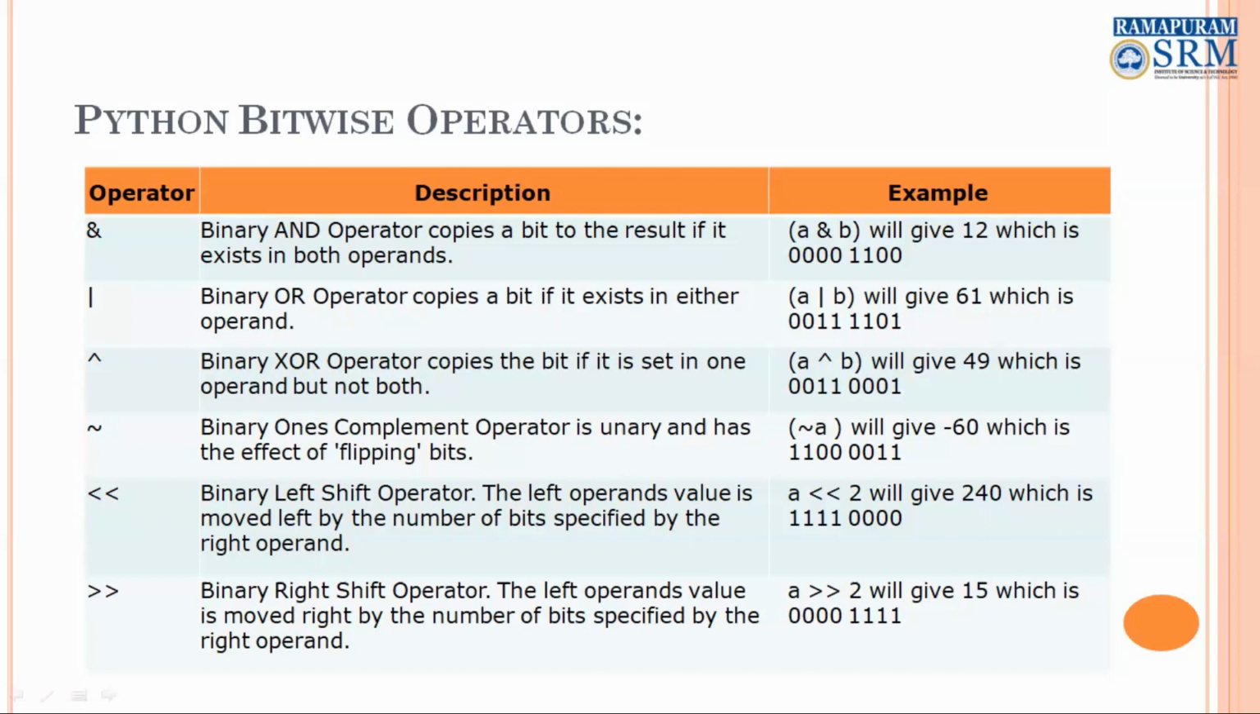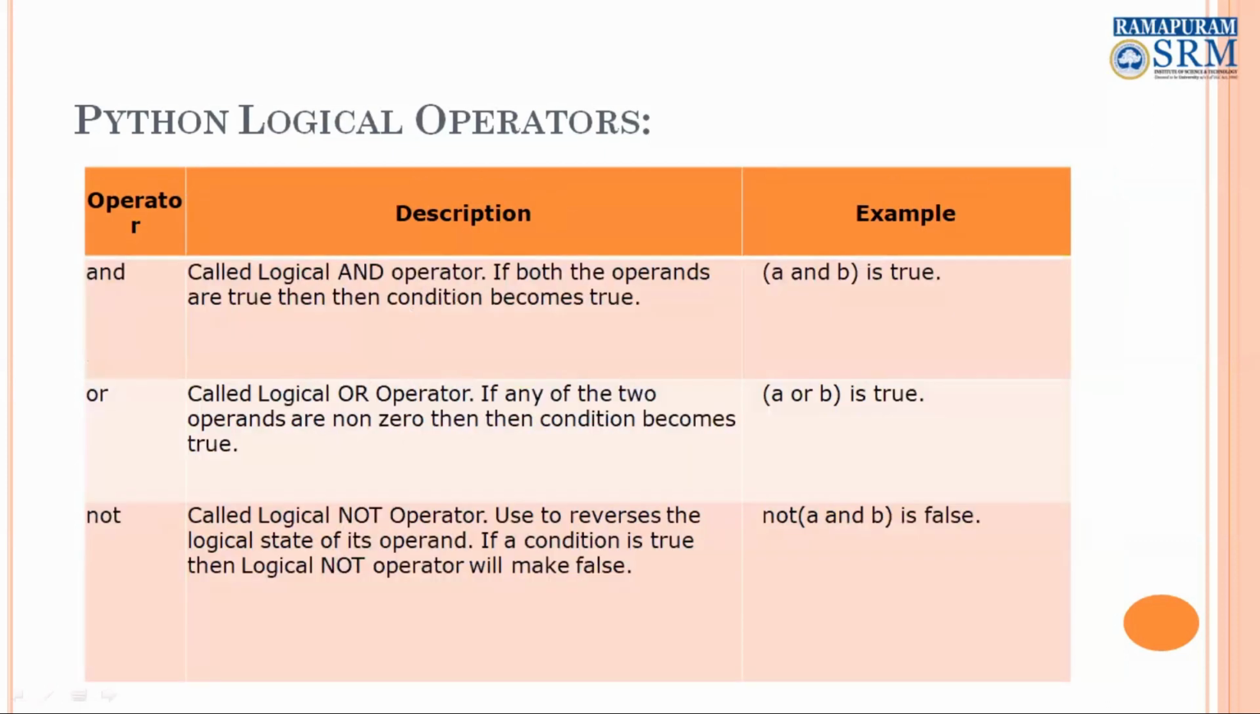If you are using the binary AND symbol, it will compare the binary values of left and right. Binary OR, XOR, and the complement, one's complement and two's complement, you can do with those, and left shift and right shift operators. So these are some basic operators.